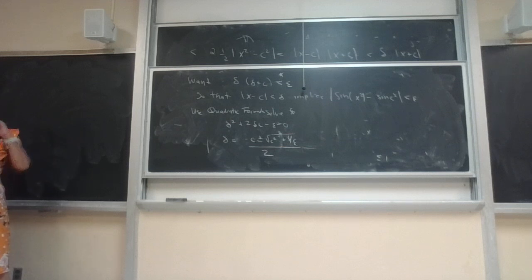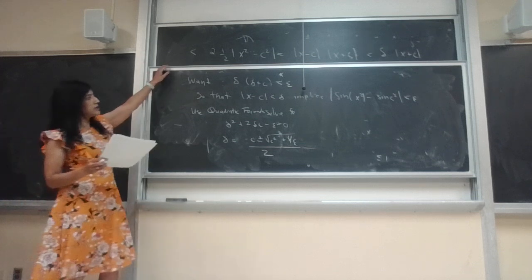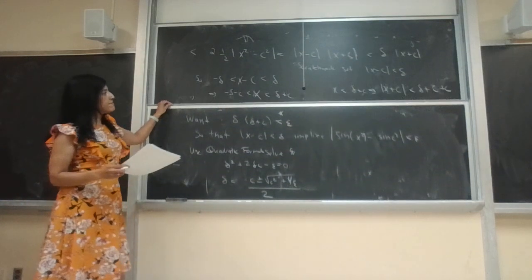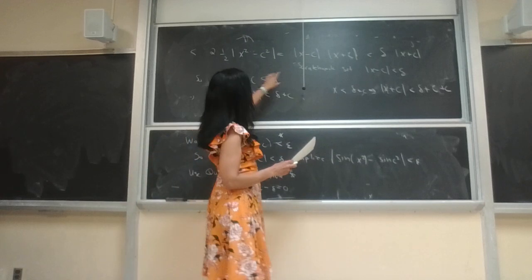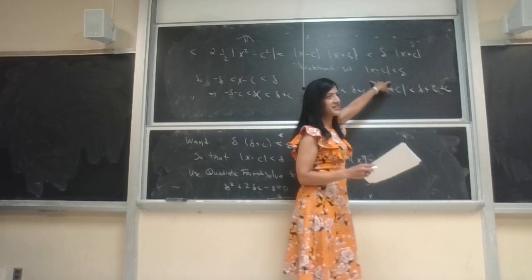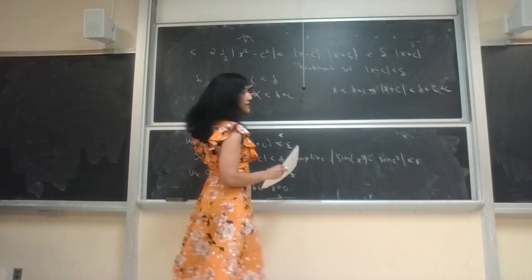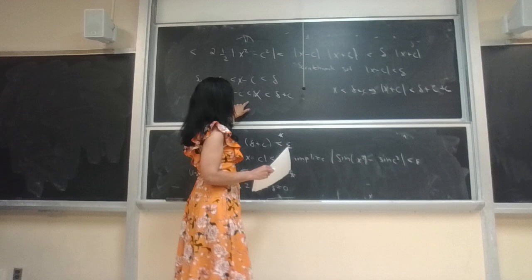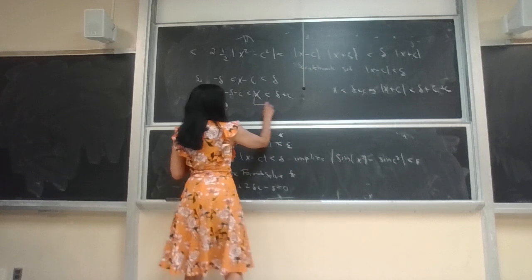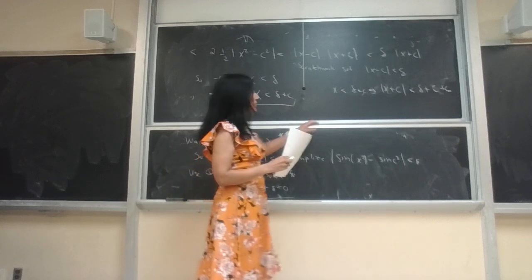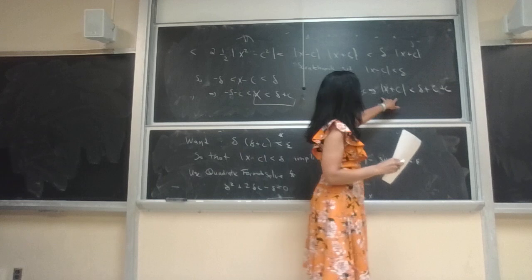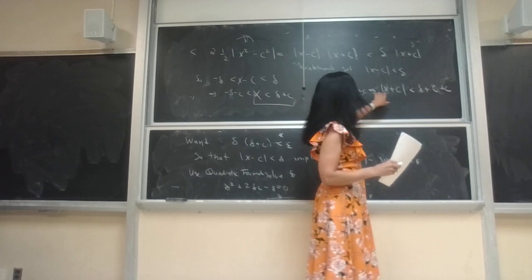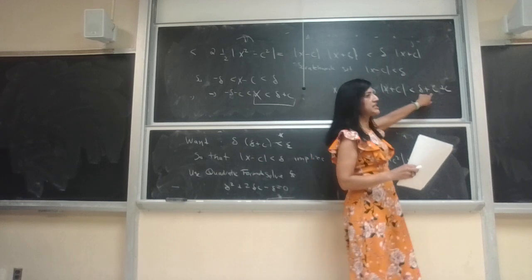And now I have a delta. So right here, if I set x minus c less than delta, I get this. I can solve for x. I really care about this part of it. So if I have x plus c, take off the absolute value, it's bounded above by delta plus c.